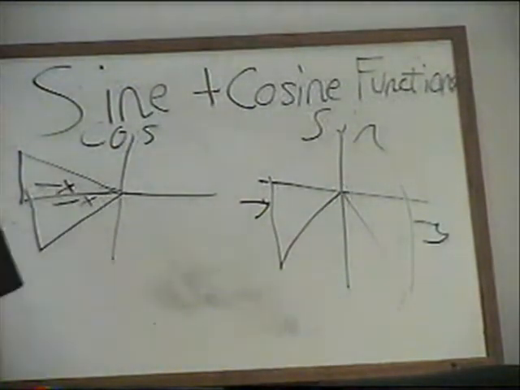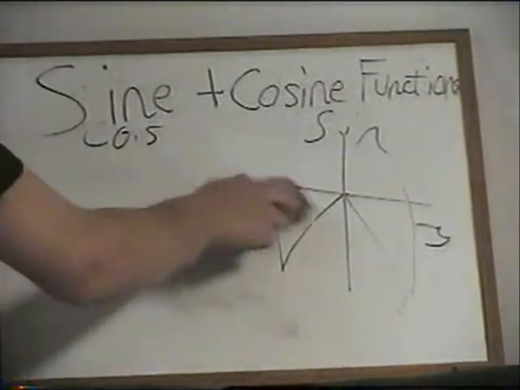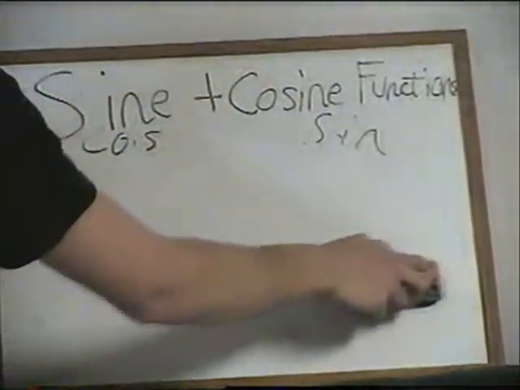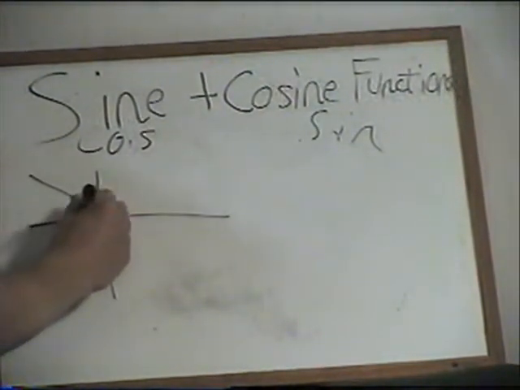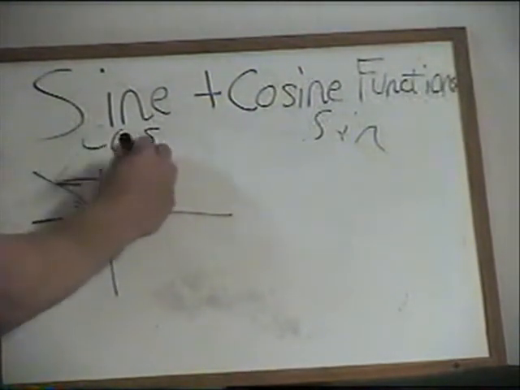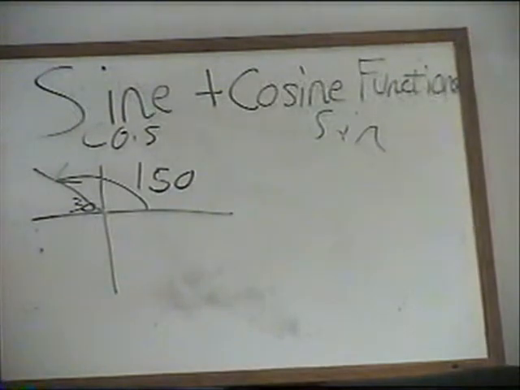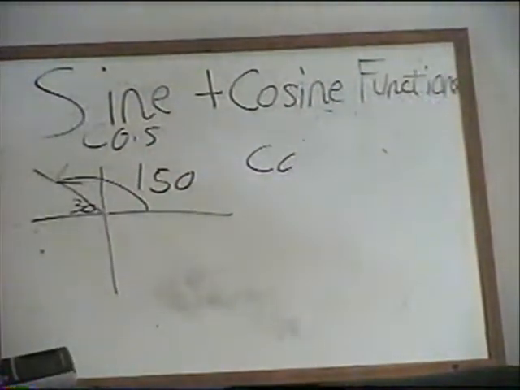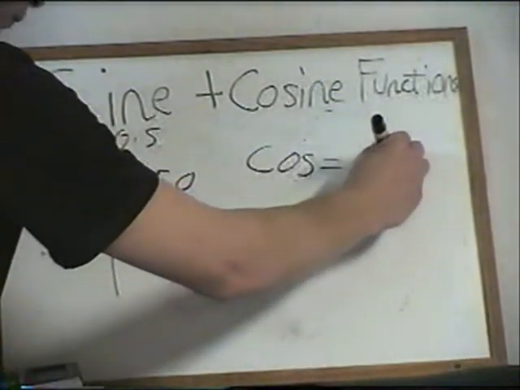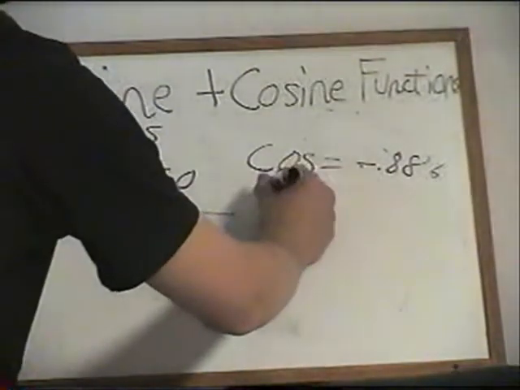So, now that that's clear, there are also some relationships between sine and cosine values, specifically complementary angles. Say you have an angle over here. We'll say this is 30, and this whole angle here is 150. If you take the cosine of 150 degrees, it gives you negative 0.866. If you take the cosine of 30 degrees, it gives you 0.866.